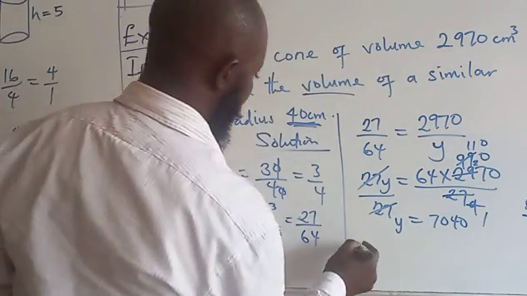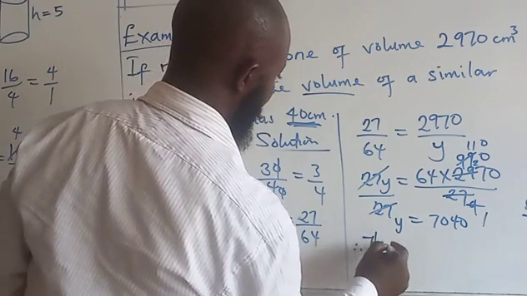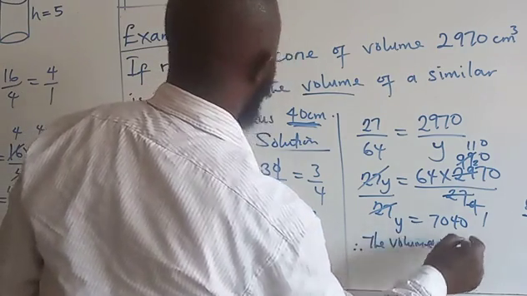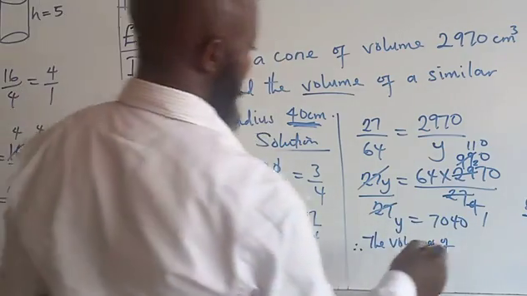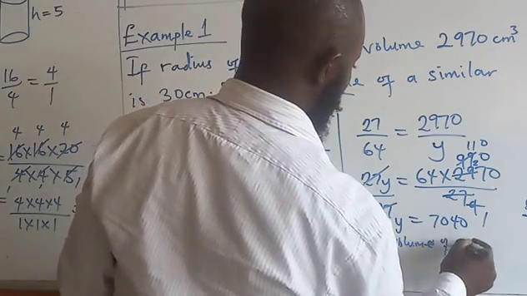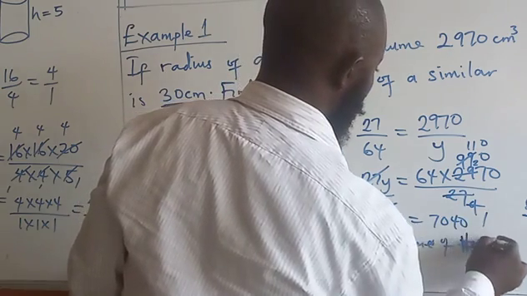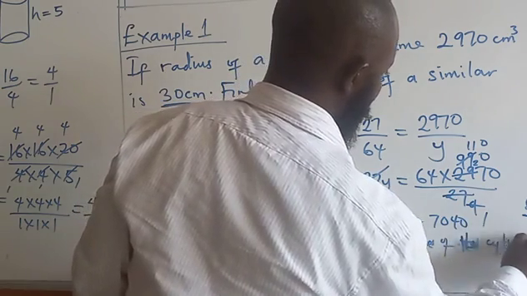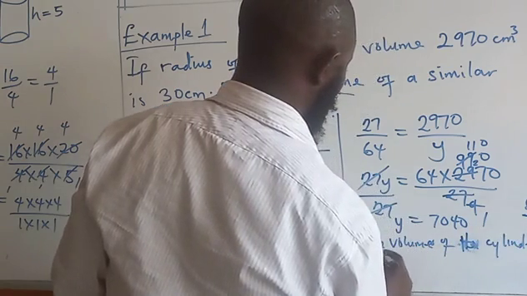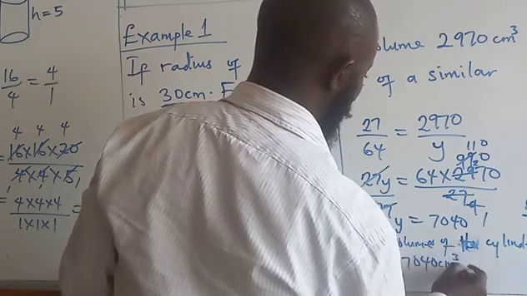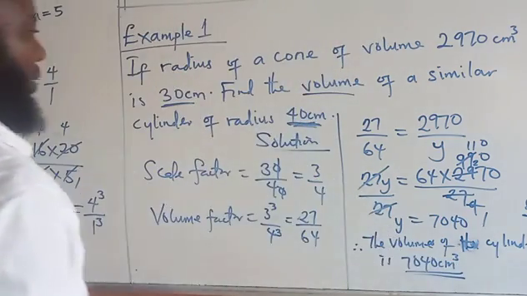So that means the volume of the cylinder is equal to 7,040 centimeters cube. So that is that on that.